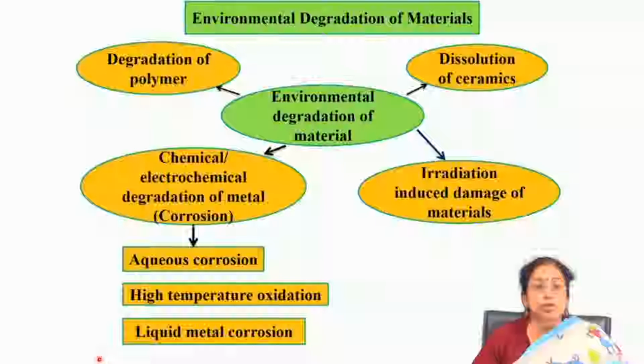the term which is commonly applied is corrosion. This is nothing but chemical or electrochemical degradation of materials. Now, if you quickly go through the different types of corrosion, you will find that they may be classified into three categories. One is aqueous corrosion, the second one is high temperature oxidation, and the third one is liquid metal corrosion.